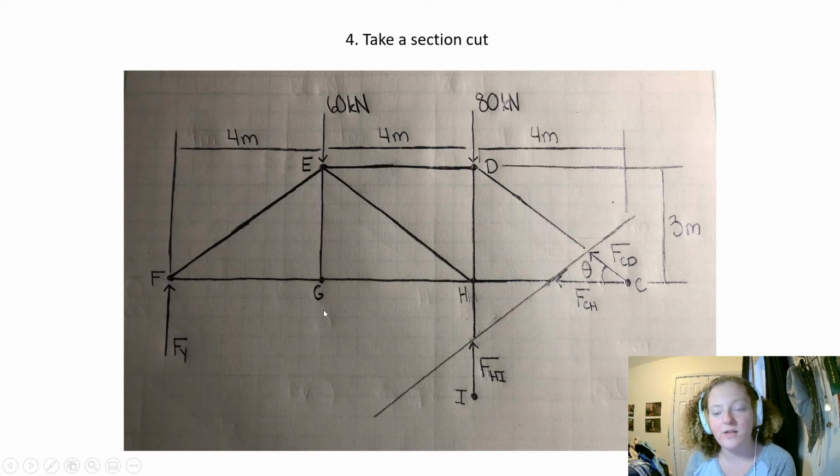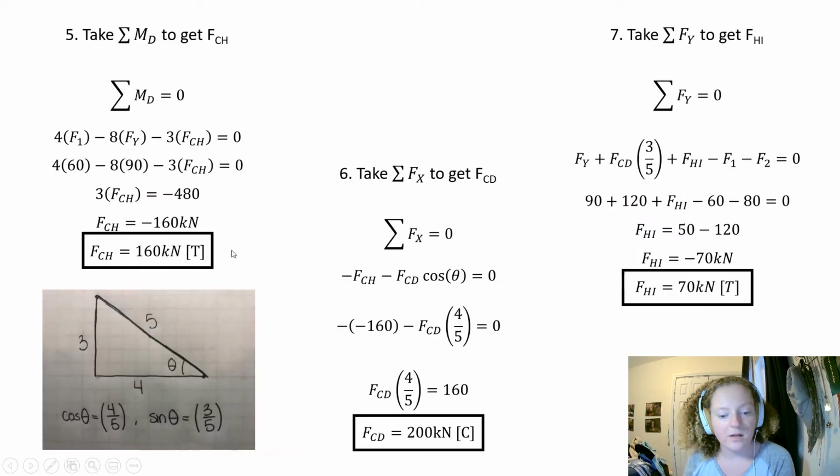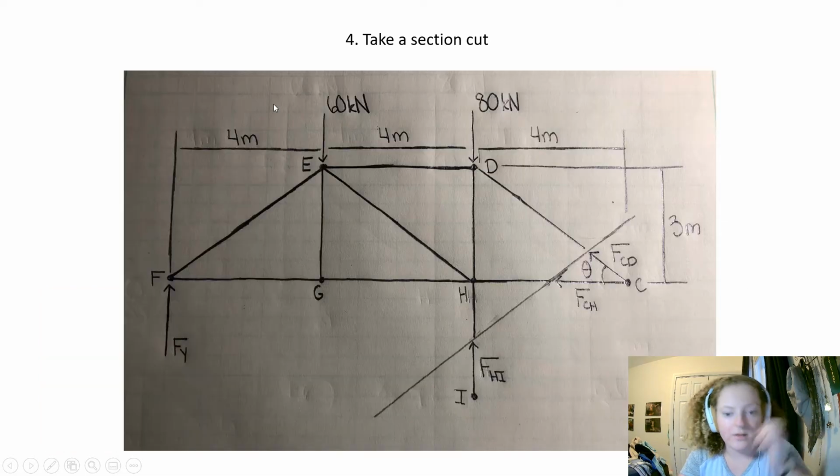Then I took a section cut right here, so we just have HI, CH, and CD. Then we can take the moments about point D to get CH.